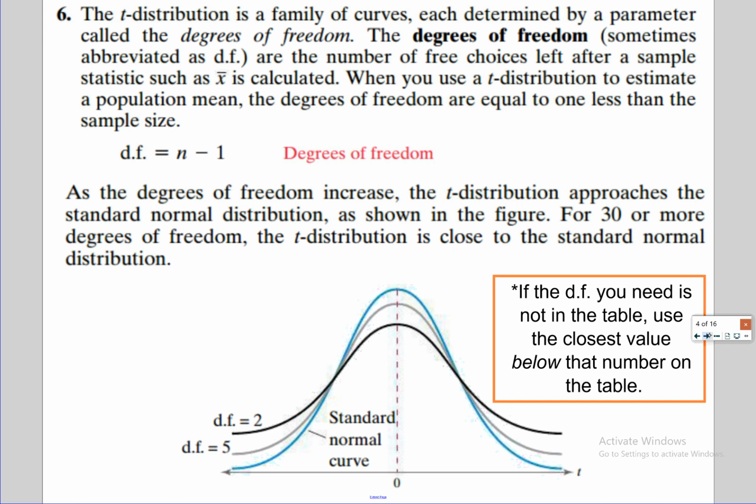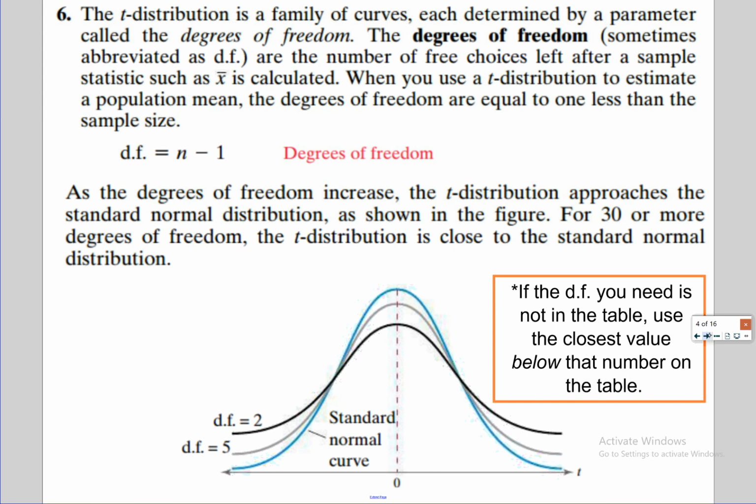Degrees of freedom is something that we're going to talk about a lot. It's the number of free choices left after a sample statistic is calculated. We don't do a lot with degrees of freedom other than knowing what it is to be able to find our t-distribution value that we're looking for. To calculate degrees of freedom, it's just your n, your sample size, minus 1. So again, it gives us a little extra room for error because we're dealing with the sample.